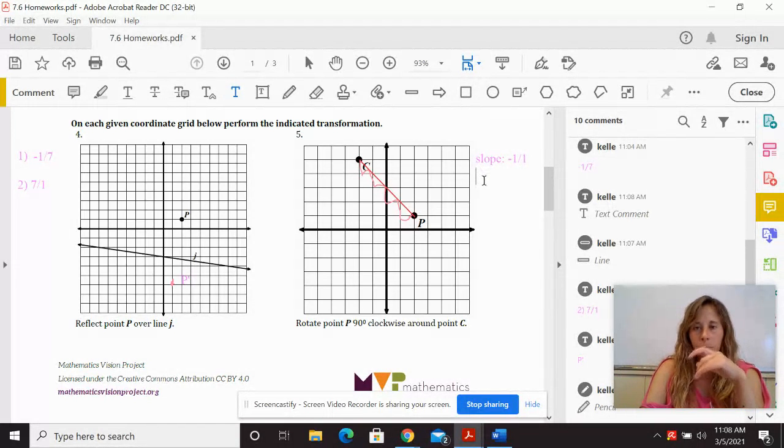Okay. So then our new slope is going to be perpendicular to that. So flip it and switch the sign. It'll be positive 1 over 1. All right.